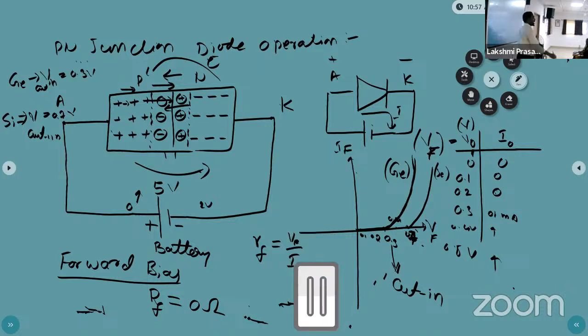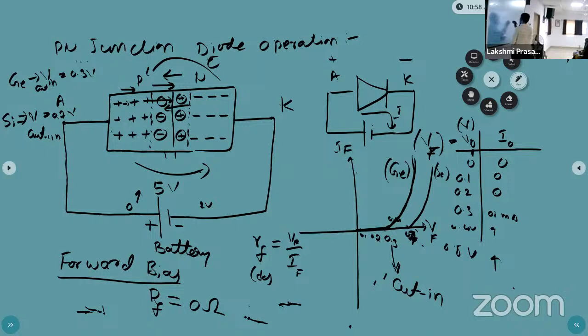Vf by If. This resistance is called the DC resistance. The DC resistance is the resistance simply defined as the ratio of voltage to current. Okay, so which voltage are we taking here? The forward voltage and forward current. So this is simply called RDC. The DC resistance is defined as the ratio of forward voltage to forward current, that is Vf by If.